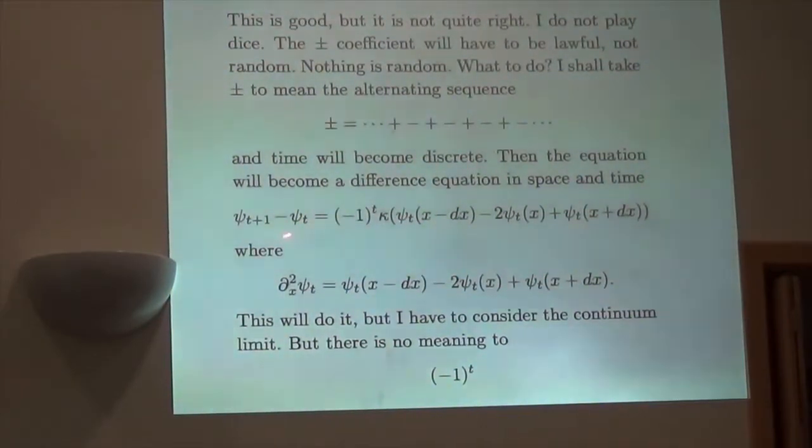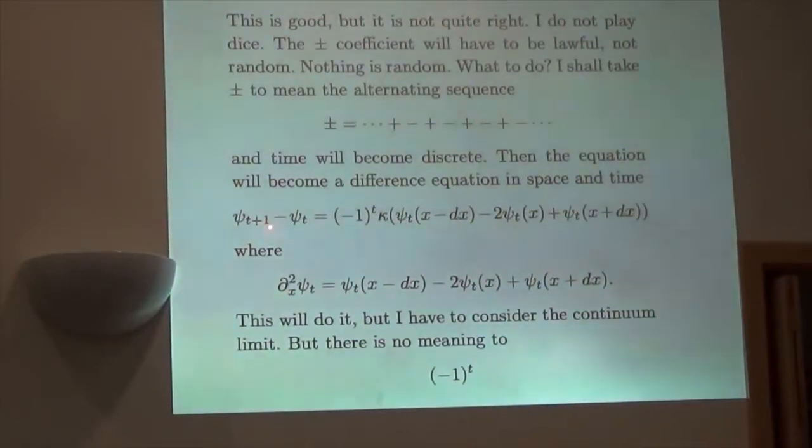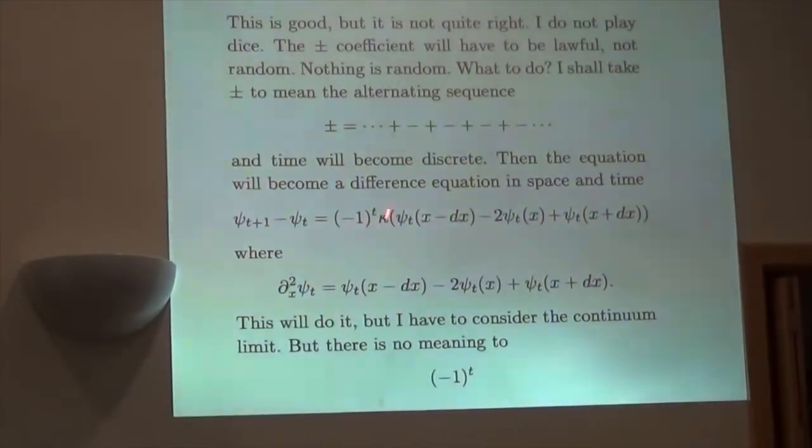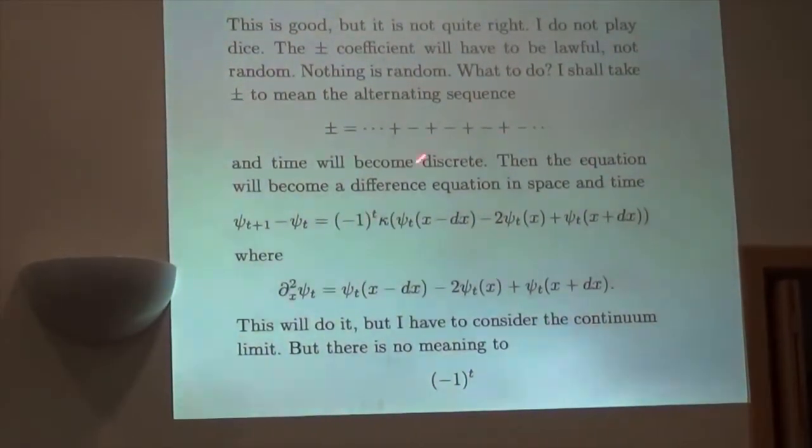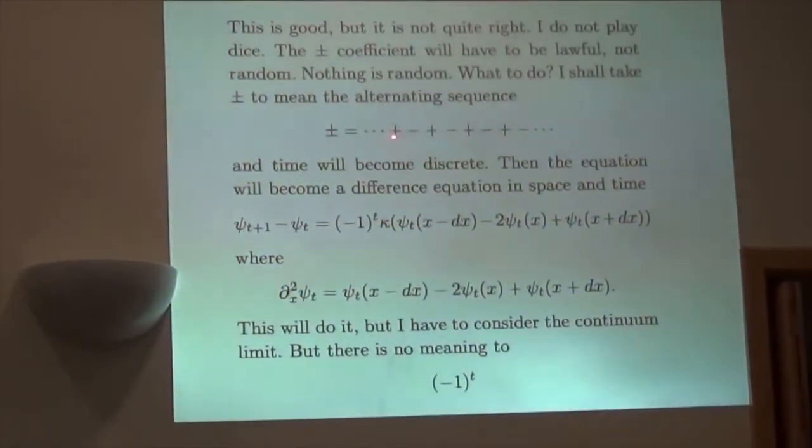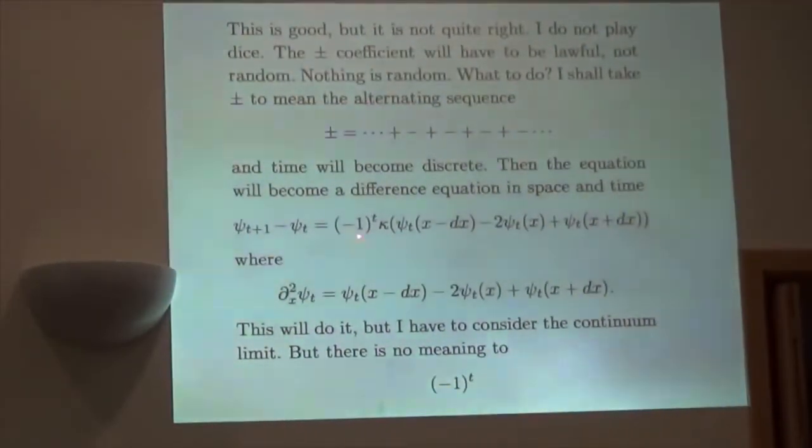Now I've written this with delta t equal to 1 to keep things simple. Now the kappa is just 1/2. And without the minus 1 to the t, we're back at the difference formula for the Brownian walk, exactly, right? But I put a minus 1 to the t in there. Minus 1 to the t is what this is. At every time step, it flips its parity going along like that.